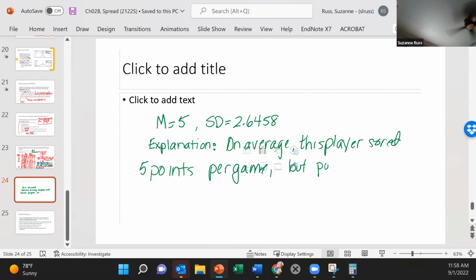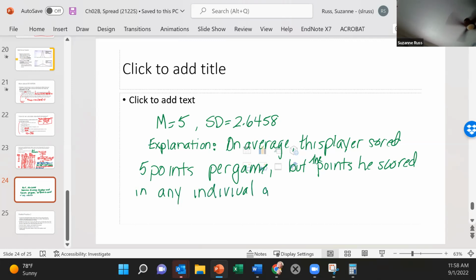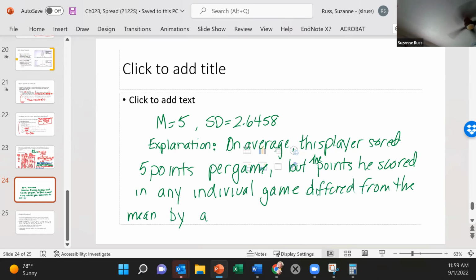but the points he scored in any individual game differed from the mean by approximately 2. I'm going to write and a half just to keep using words, approximately 2.5 points. And I think that would be good. I think that would be acceptable.